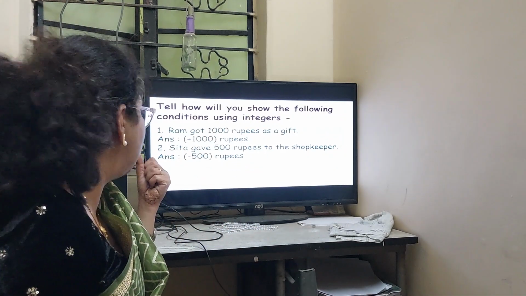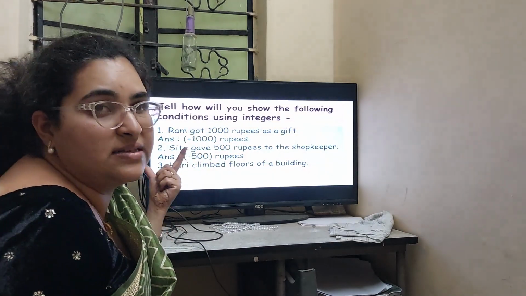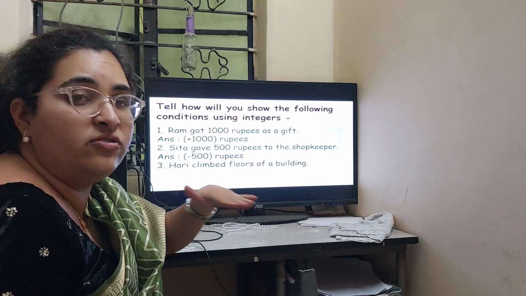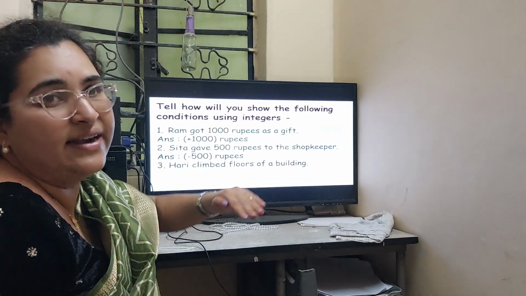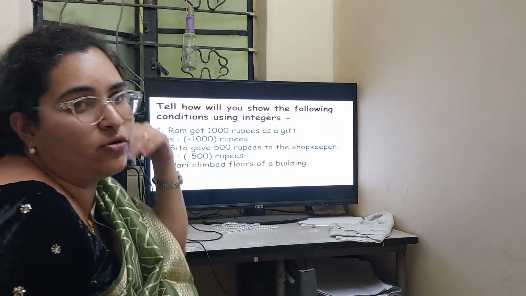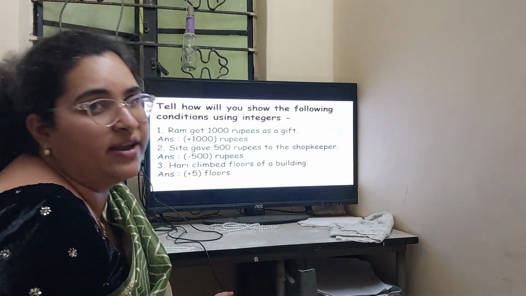And one more example, let us say Hari has climbed 5 floors of a building. Now this 5 floors from the ground level, is it above or below? It is above. So when it is said above, we are going to represent it with a positive integer.